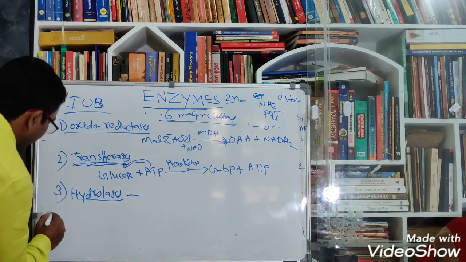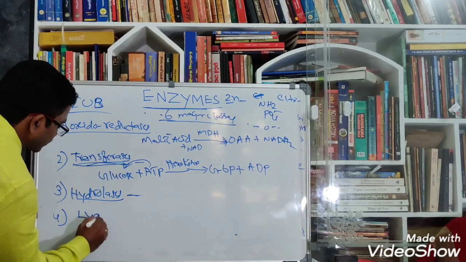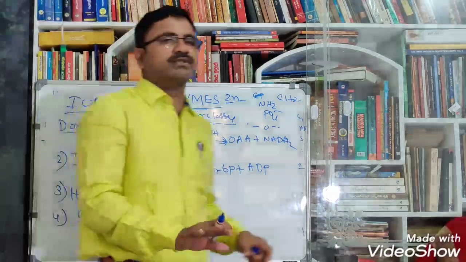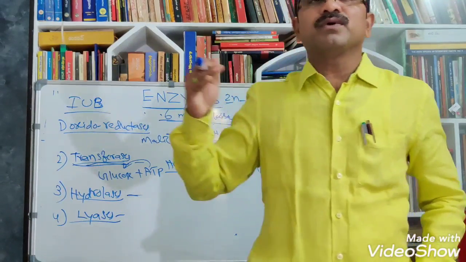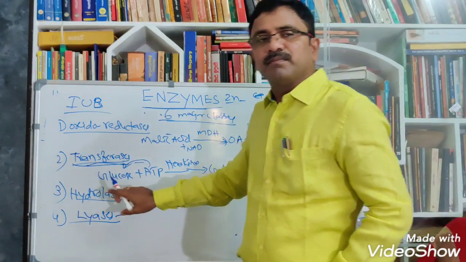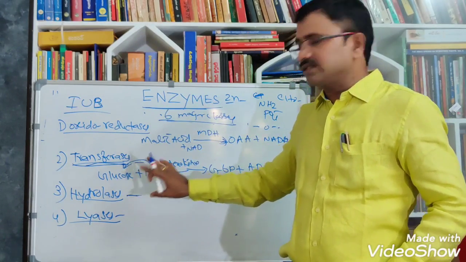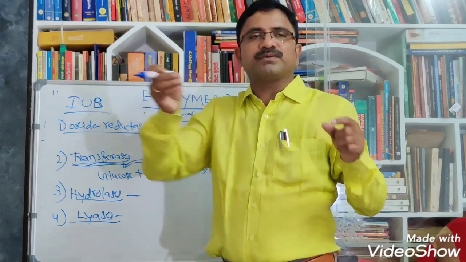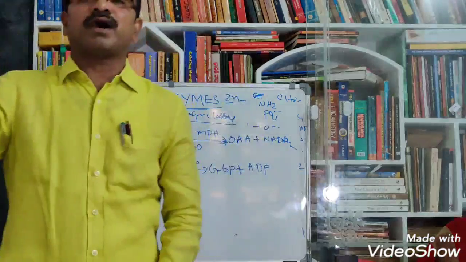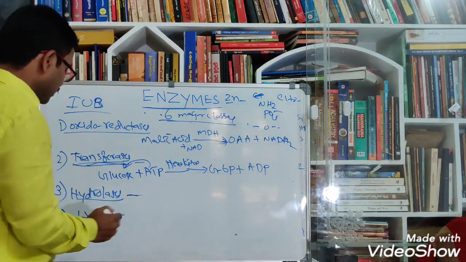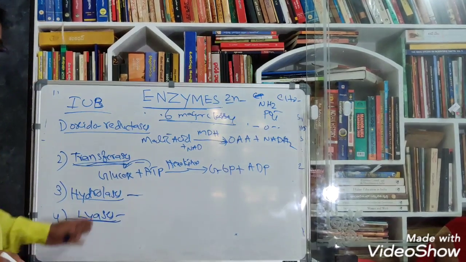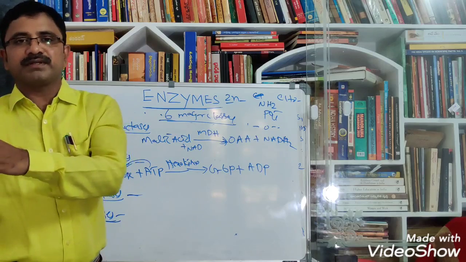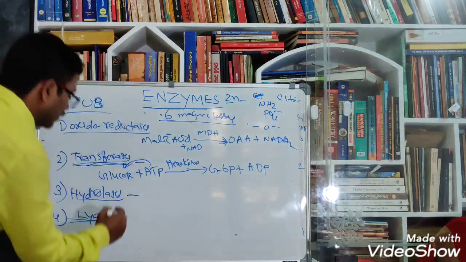The fourth major class is lyases. Both hydrolases and lyases break the bonds to form new products. Hydrolases do the cleavage in the presence of water. Lyases cleave the bonds of the substrate into simpler forms in the absence of water. In the absence of water, such enzymes are called lyases. Lyases are a class of enzymes which break the bonds of substrate to form simpler material in the absence of water.